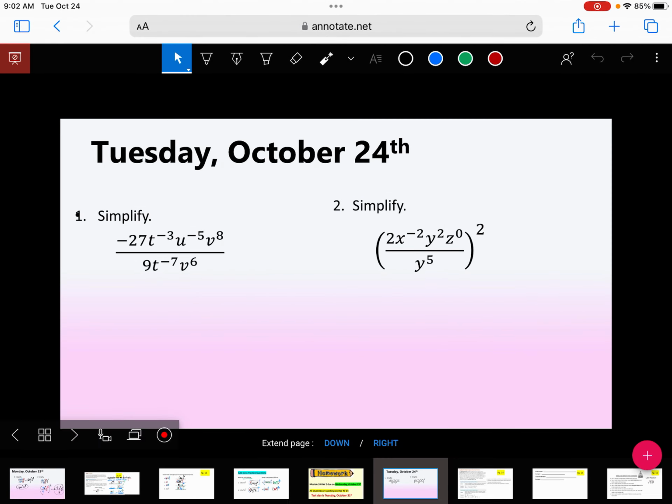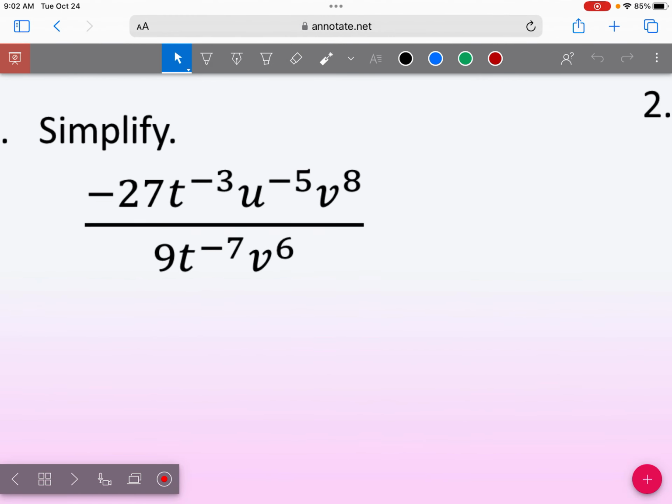All right, so the first thing I would do is start moving stuff that's negative. So let's only focus on what has a negative power. These two are going to go downstairs, and this one is going to go upstairs. So let's go ahead and do that.